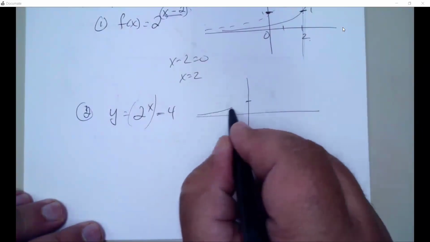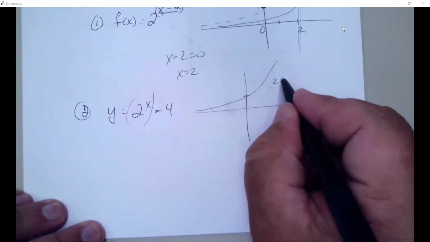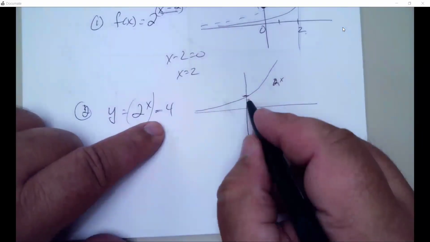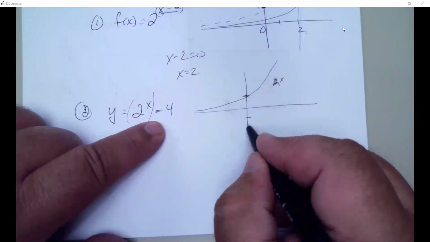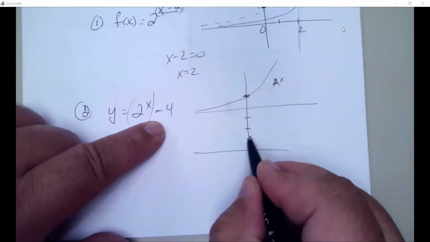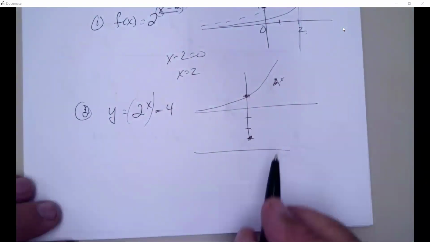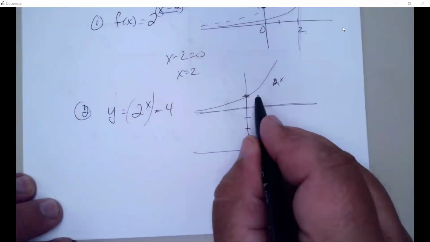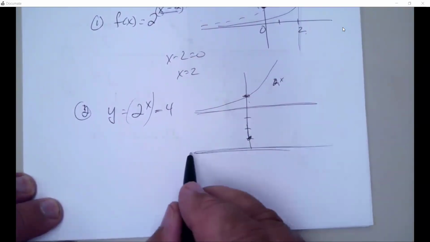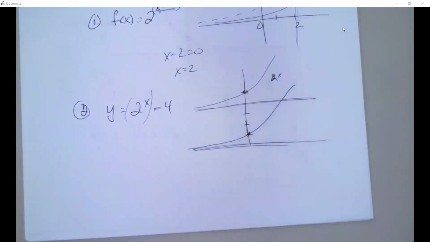So the original one was 2 to the power x. So now the whole graph goes down 4 spaces. 1, 2, 3, 4. So my intercept is now down here, which means one below my intercept is the bottom line, my asymptote. So the graph looks like this. And this one's going to cross it too.